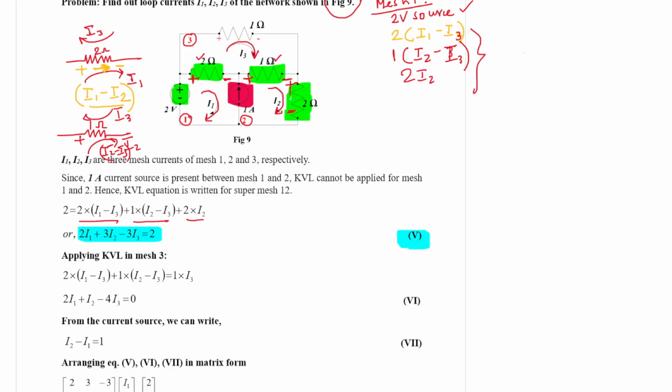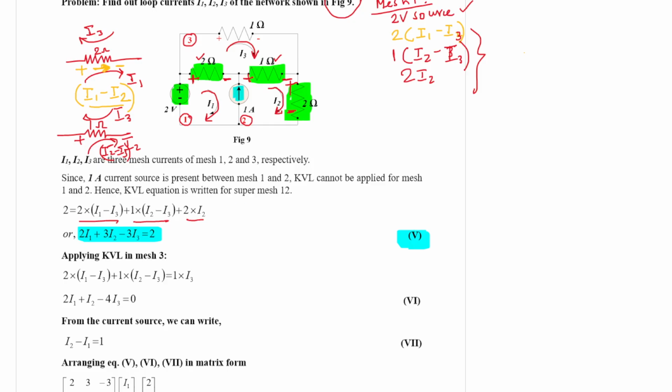So we have got one equation. Now why do I not consider this current? What about this current source? We have already mentioned in module 1 that if a current source, this 1 ampere current source, is common to two meshes, then those two meshes are considered to be a super mesh, because you cannot apply KVL.